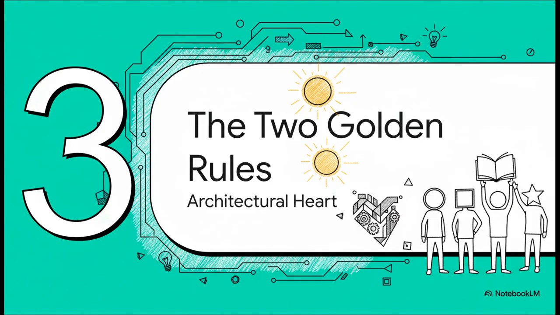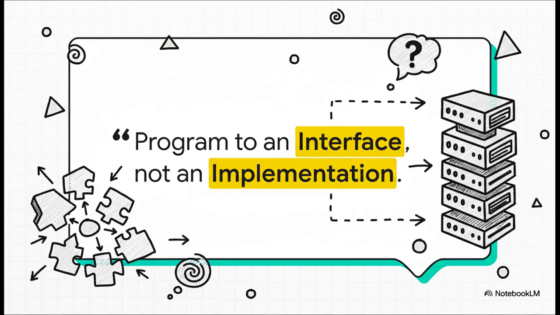Okay, so if these are concepts we have to implement ourselves, what are the guiding principles? Well, this gets us to the philosophical heart of it all. If you only remember one thing from this whole explainer, please make it these 2 golden rules from the legendary Gang of Four, who literally wrote the book on this stuff. All right, here's the first one. I know, it sounds a little academic, but trust me, the impact of this is absolutely massive. Program to an interface, not an implementation. So, what does that actually mean?